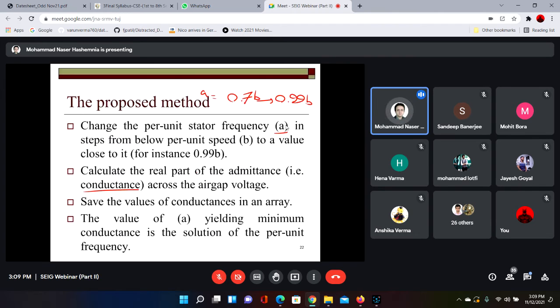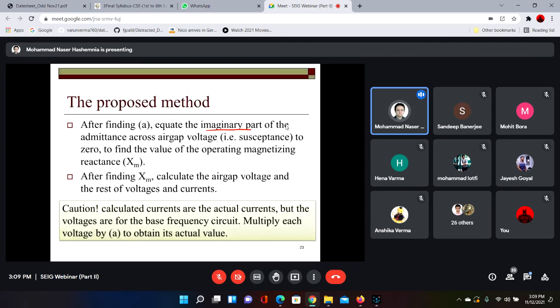So after you find A, you equate the imaginary part of the admittance across the air gap voltage. At this stage, you have A, and you just don't know the value of Xm. When you equate the imaginary part of the admittance, by the way, it is known as susceptance, to 0, then you will find the value of the operating magnetizing reactance.